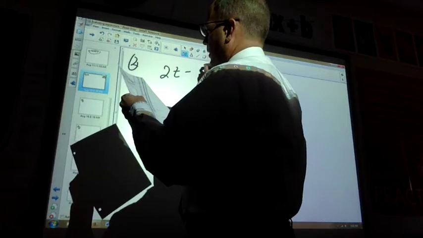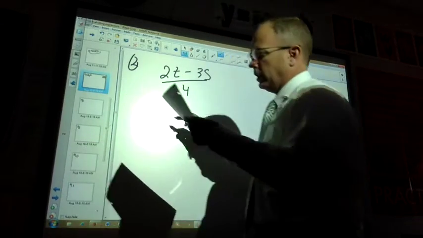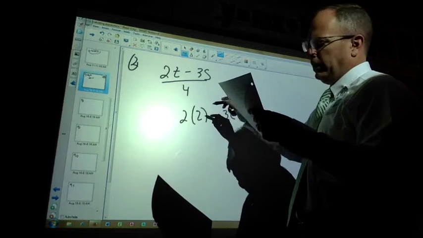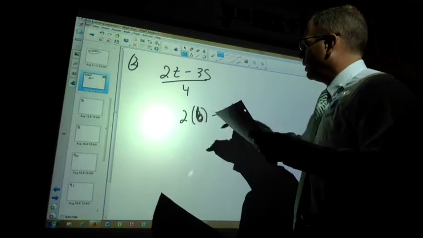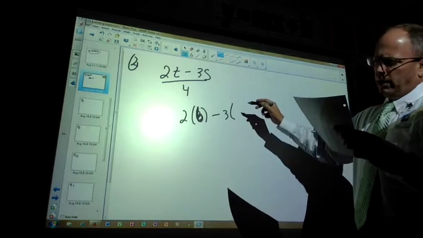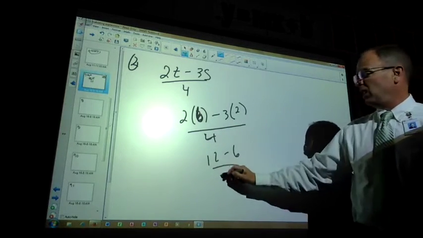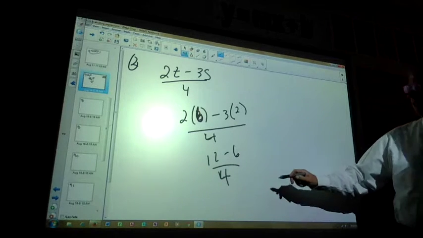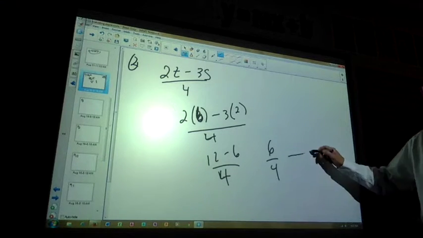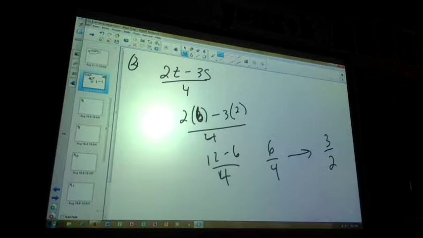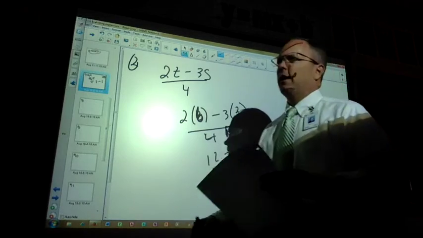We got (2t minus 3s) over 4. T is equal to 6, and s is equal to 2. So that's a 6, and then 3s, that's a 2, all over 4. Do the math, so I get 12. Is that right? Yeah. That's a 6 over 4, which, what does that reduce to? 1.5. That's my preferred answer. Just reduce the fraction like that. Is that okay? If you got to this point, you're doing the math right, just reduce it. 12.